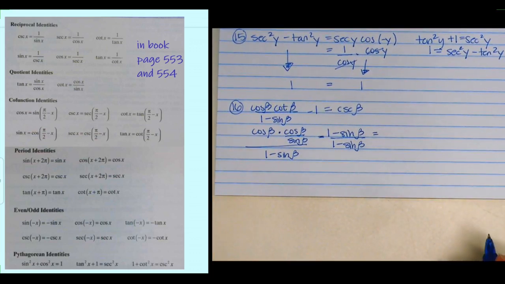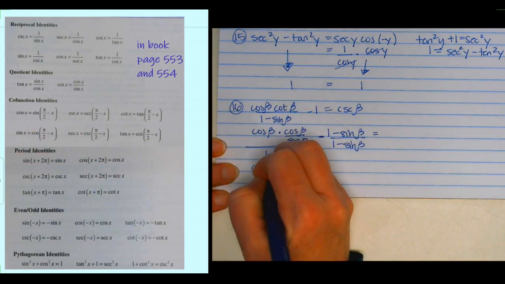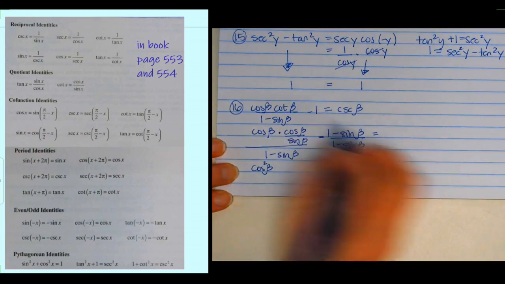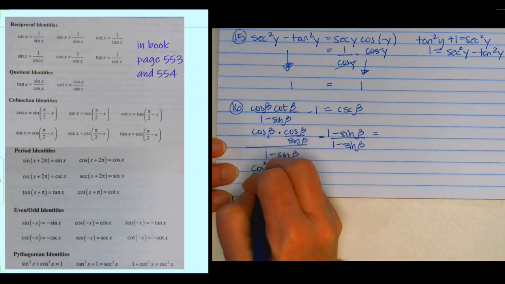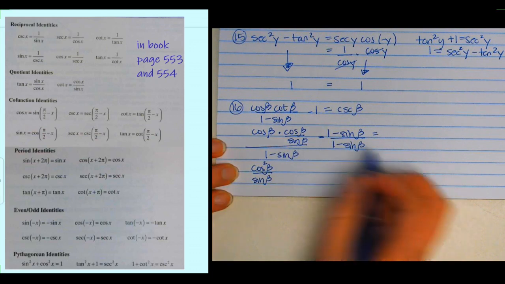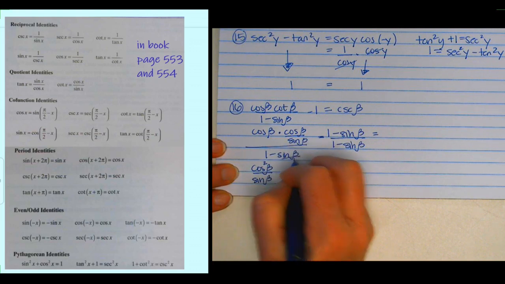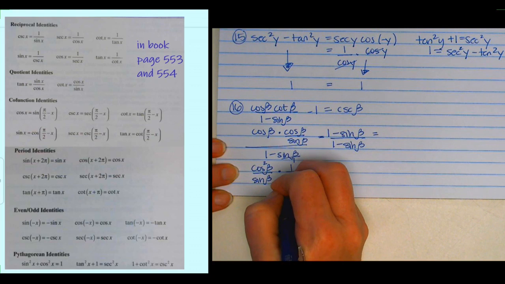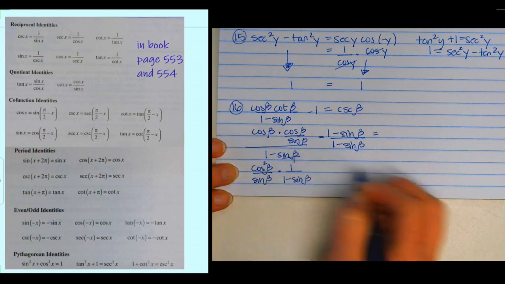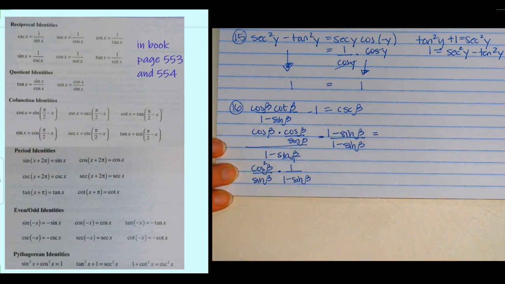What does that give me? Well, that gives me cosine squared of beta, for these two multiplied together, over sine. If I have a fraction divided by this fraction, I can flip it over and say 1 over 1 minus sine of beta, which means now I have a new denominator.